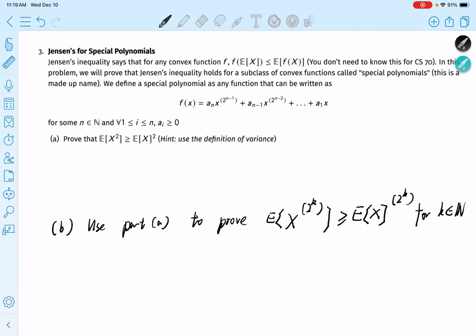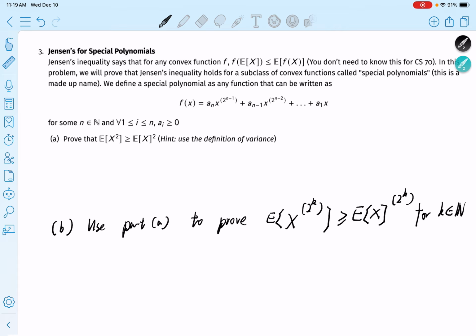Hey guys, welcome to the walkthrough video of week 10 problem 2.3, Jensen's for special polynomials. This question is especially hard, especially part B, so be prepared to go through this question.